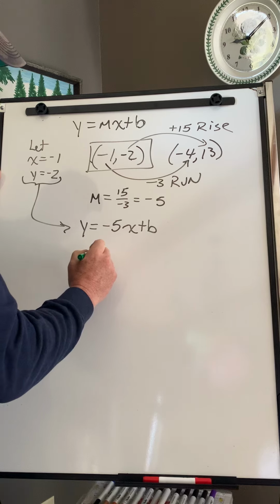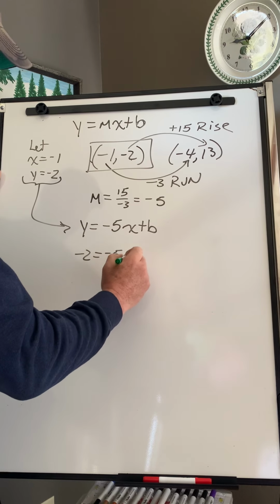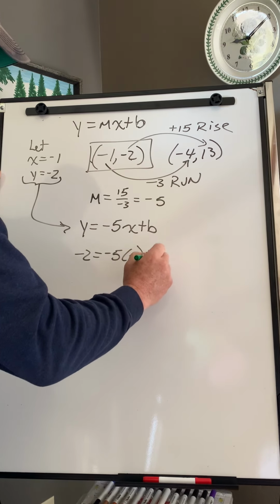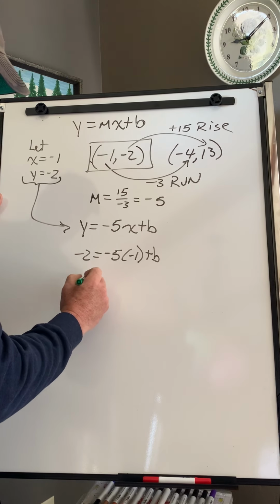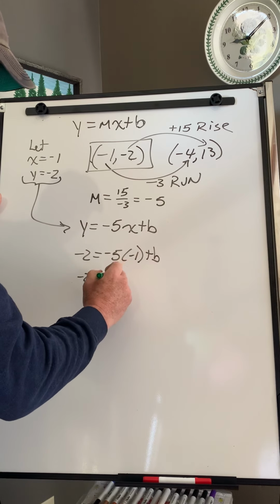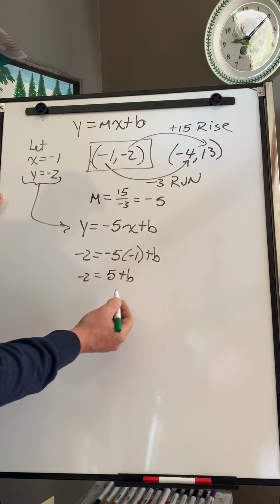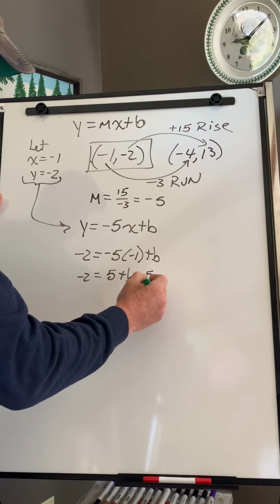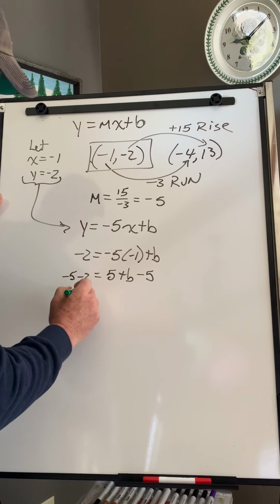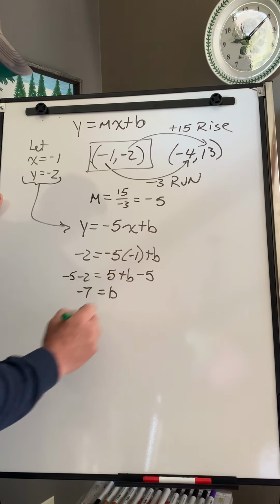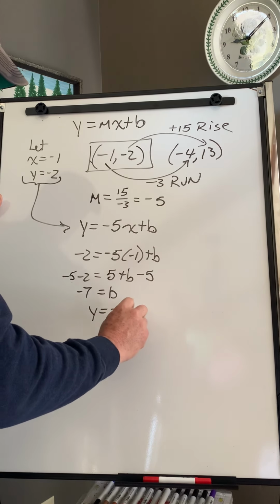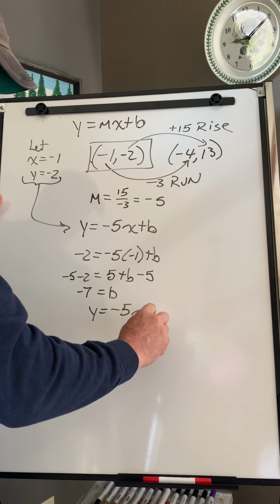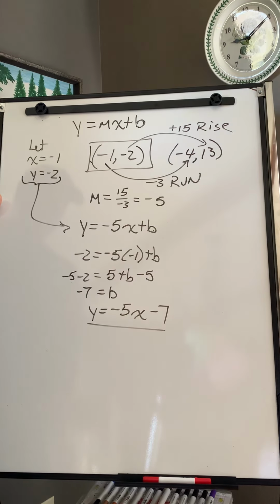So I get -2 equals -5 times -1 plus b. Now I only have one unknown and I can solve for b. So -2 equals, negative times negative makes positive, 5 plus b. How do I get rid of the 5? I subtract 5 from both sides. -7 equals b. Now I've got that. There's my equation: y equals -5x minus 7. Done. That should help you get through question 6.